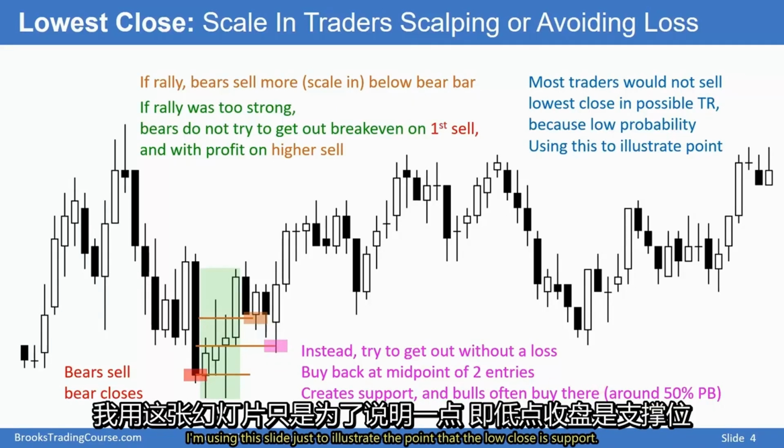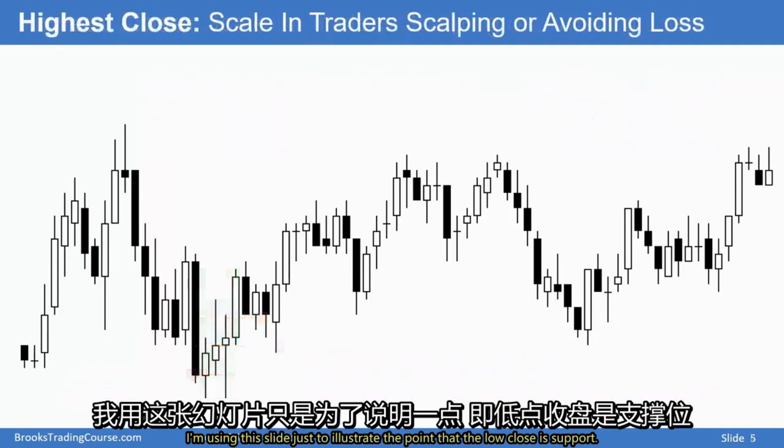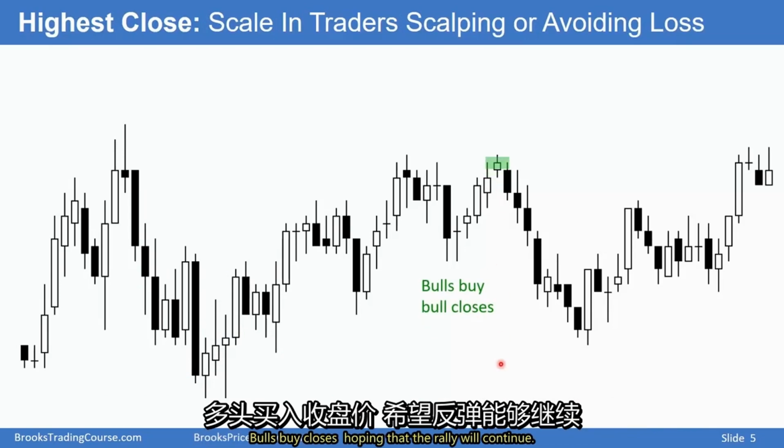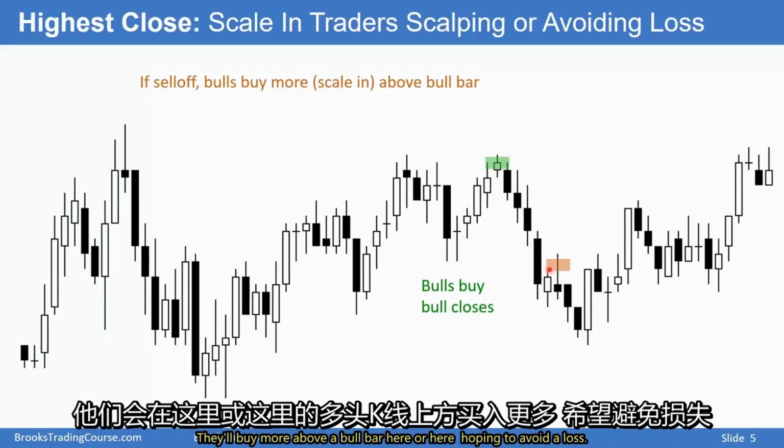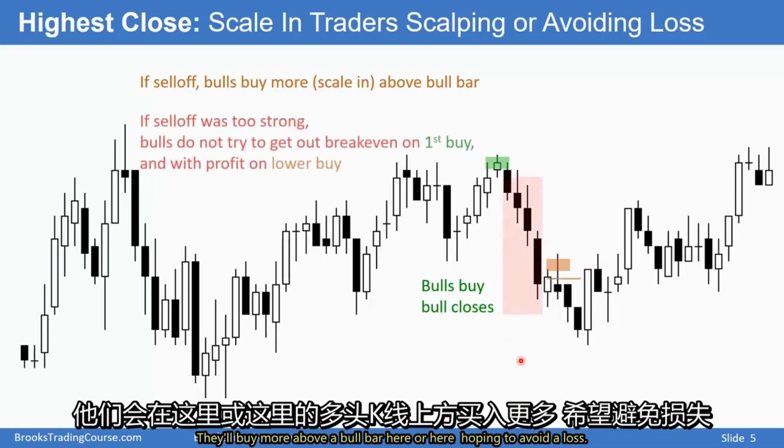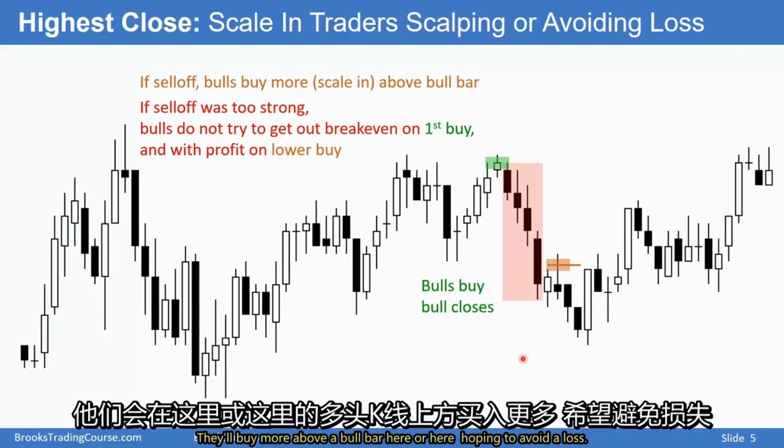I'm using this slide just to illustrate the point that the low close is support. Bulls buy closes, hoping that the rally will continue. Some bulls who bought the high close are very disappointed by the four big bear bars. They'll buy more above a bull bar here or here, hoping to avoid a loss.